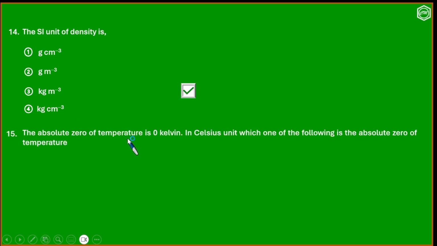The SI unit of density is option 1, option 2, option 4. SI unit is kilogram per meter cube. So option 3 is the correct answer. The absolute zero temperature is 0 Kelvin. In Celsius unit, which one of the following is the absolute zero temperature? Option 1, option 2, option 3, option 4. And that is minus 273.15 degrees Celsius. Very often we write it as minus 273.